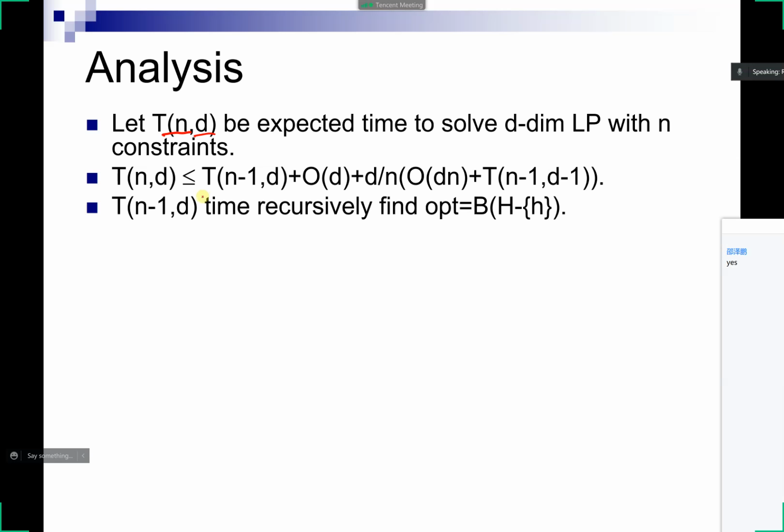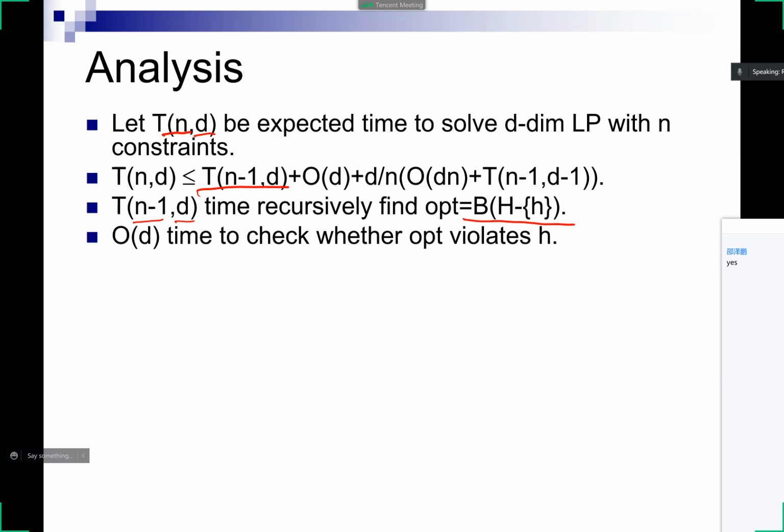The first term, this one over here, is because you need to recursively find the optimum after you take out one constraint. If you take out one constraint, then you have n-1 constraints, and you're still in d dimensions. And then after that, you need to check whether this optimum is going to violate the constraint that you took out. That's again going to involve some sort of dot product, but because we're in d dimensions now, this is going to take order d time.